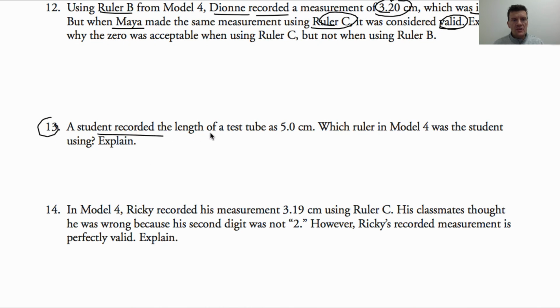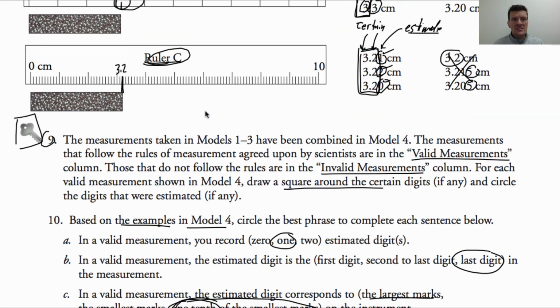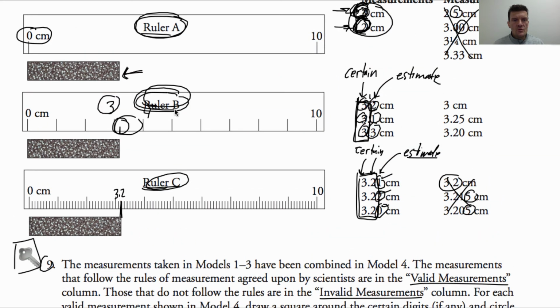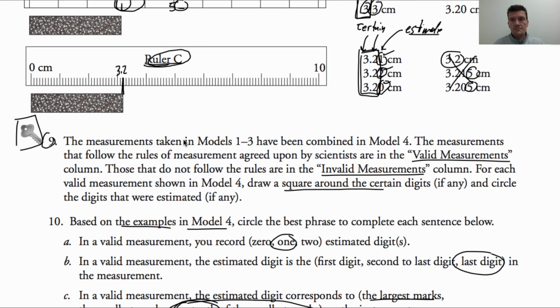13. A student recorded the length of a test tube as 5 centimeters. Which ruler was the student using? So this is estimated out to the nearest tenth, which means they must have been using ruler B. Ruler B because you would be certain that it is at least 5, and then if it's longer than 5, you would be able to estimate between 5 and 6. How far between 5 and 6? What would be that last digit? Okay?